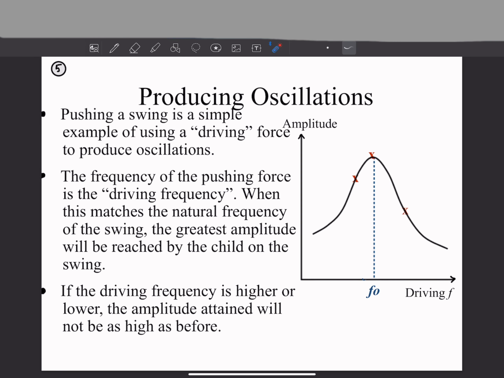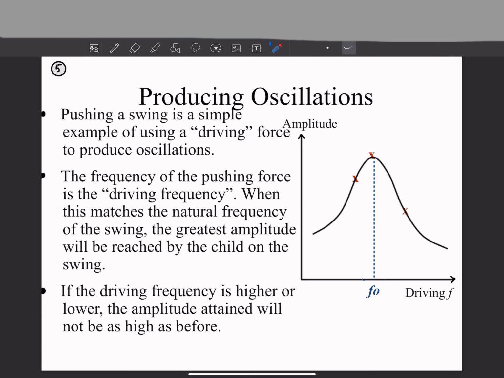Here you have to remember a few points. Pushing a swing is a simple example of using a driving force to produce oscillation. I have given you this example before as well. When you are pushing a swing again and again, you are basically driving the oscillation. So this is basically the forced vibration you are producing.